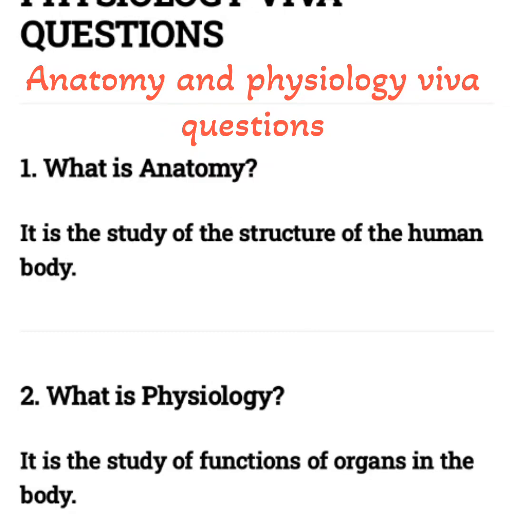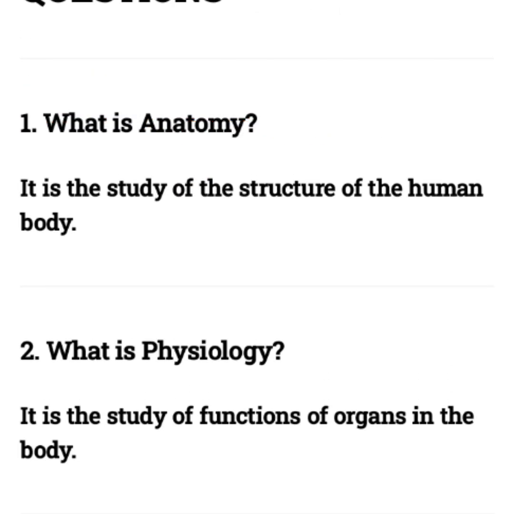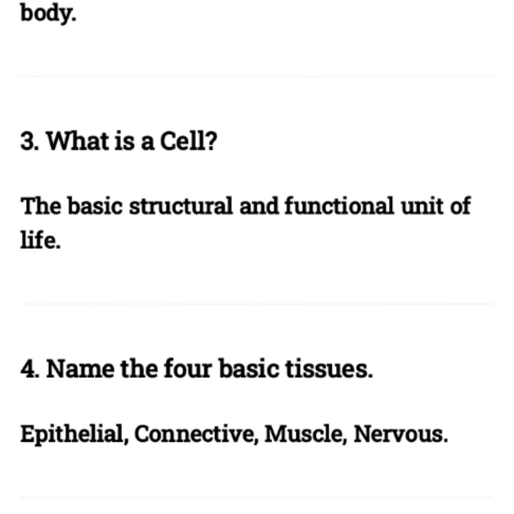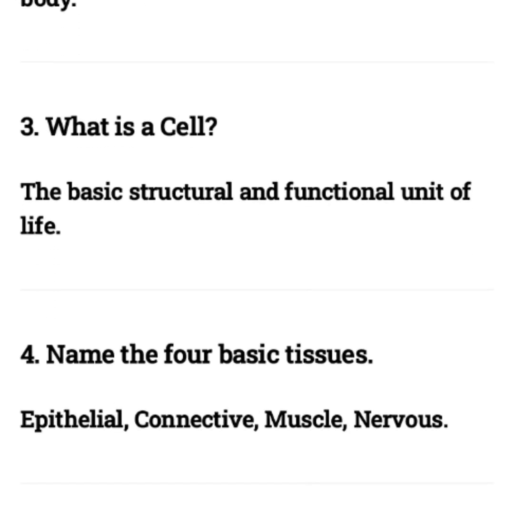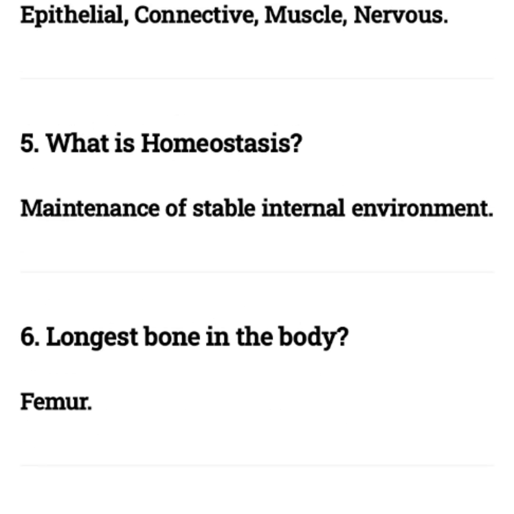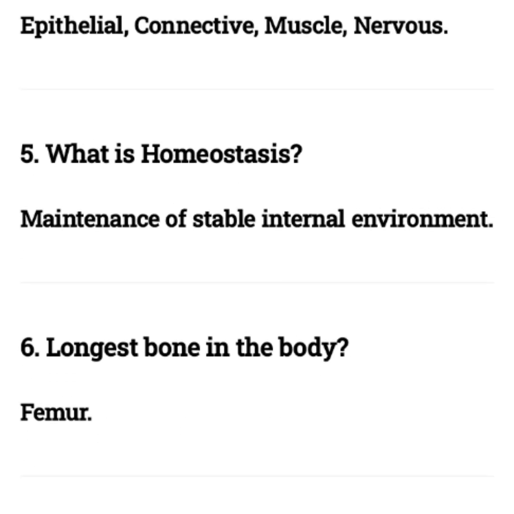What is anatomy? The study of structure of human body is called anatomy. What is physiology? The study of functions of organs in the body is called physiology. What is a cell? The basic structural unit of life. Name the 4 basic tissues: epithelial, connective, muscle, nervous tissue. What is homeostasis? Maintenance of stable internal environment is called homeostasis.